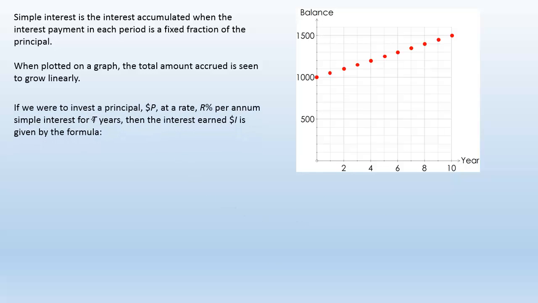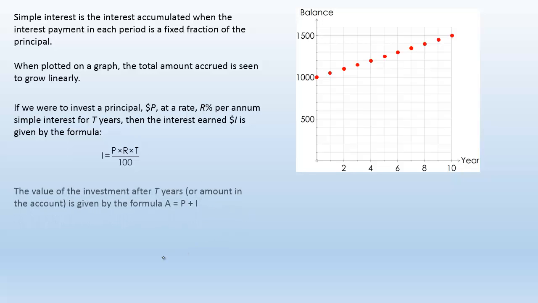If we were to invest a principal P dollars at a rate R% per annum, and we're working with simple interest, and we do it for T years, then the interest earned, which we'll call I, is given by the formula I = P × R × T / 100. And here you would be substituting the R as this percentage.